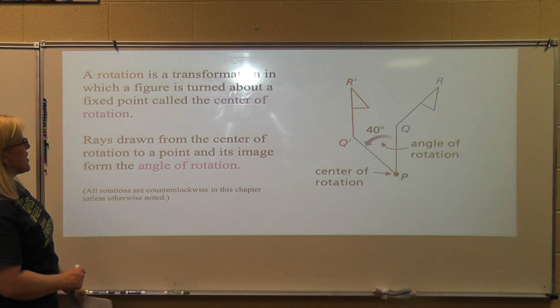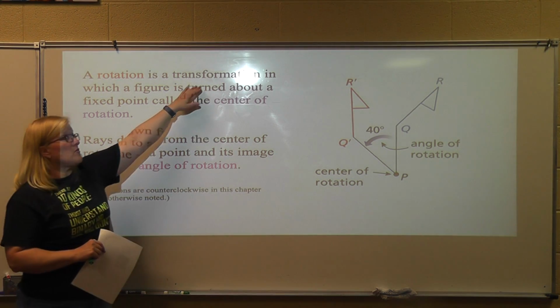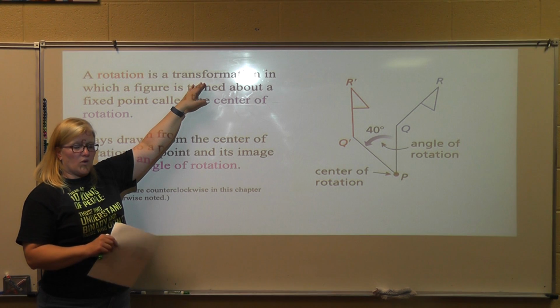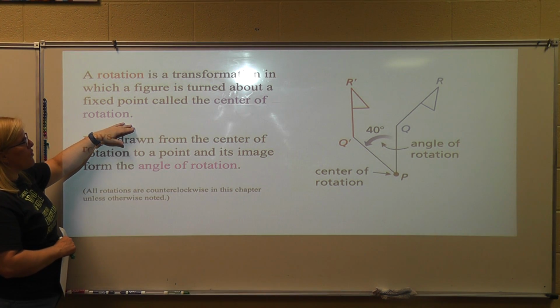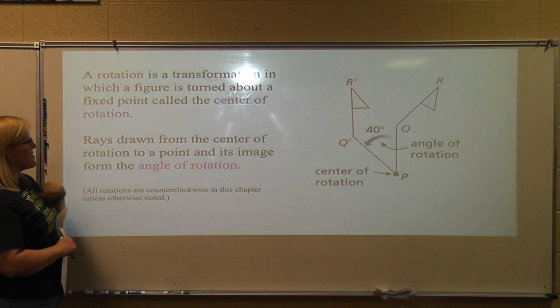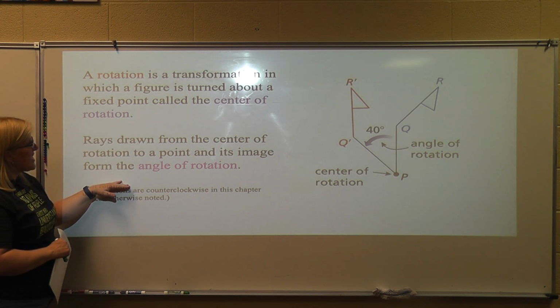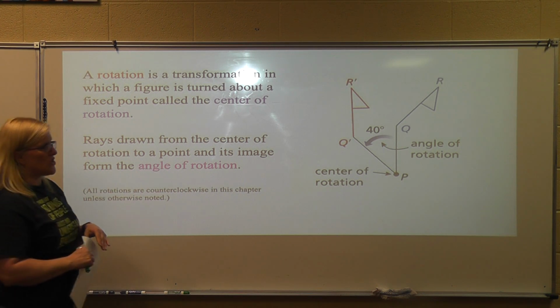So a rotation is a transformation, just like we talked about. It's one of the many, in which a figure is turned about a fixed point called the center of rotation. So rays drawn from the center of rotation to a point and its image form the angle of rotation.